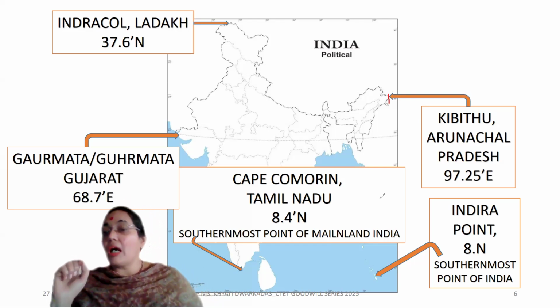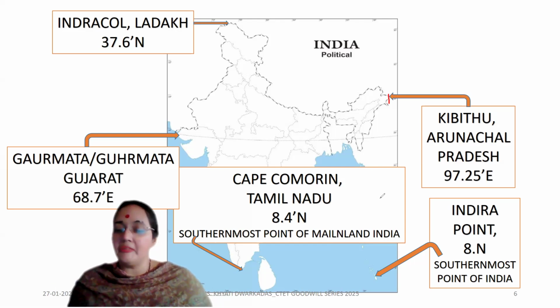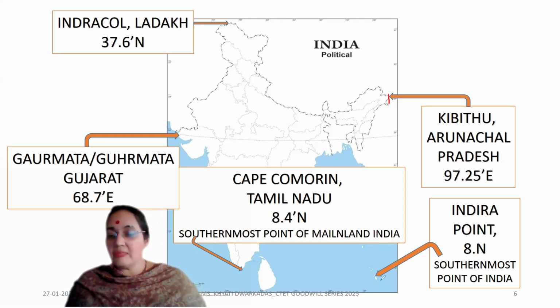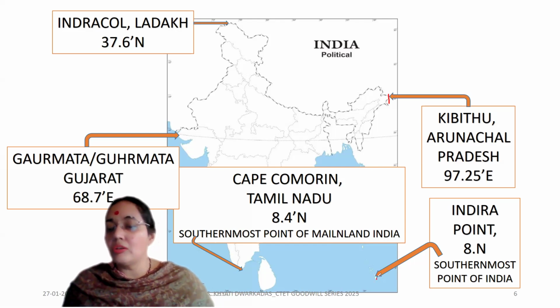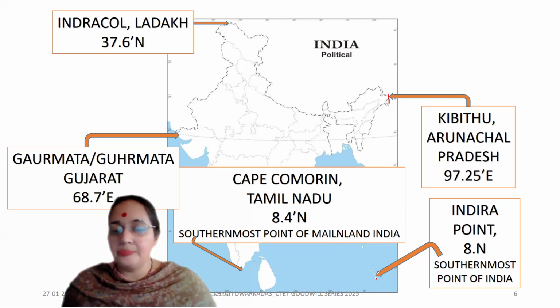However, if you were asked the southernmost point of India, then it is somewhere here, and that is 8 degrees north of the equator, which is the Indira Point, which has been submerged in the tsunami.